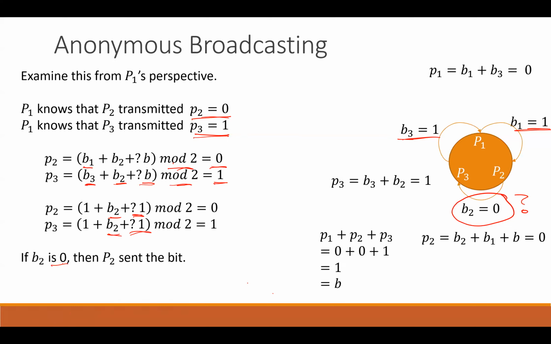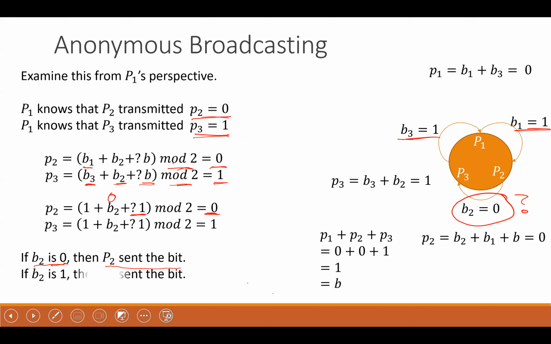If B2 was a 0, and again, P1 doesn't know what this bit was, but if it was a 0, and this came out to 0, that means P2 had to transmit a 1 here. Right? So 1 plus 1 mod 2 is equal to 0. So if B2 is 0, then person 2 was the one who sent the bit.